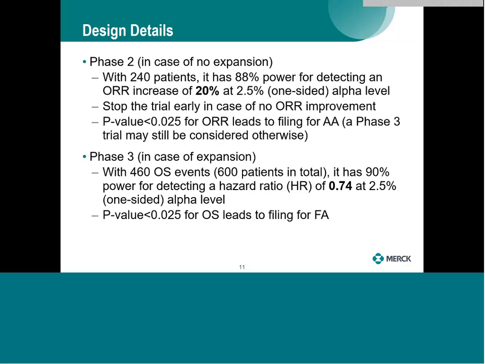In case of expansion, an additional 360 patients will be enrolled, so that together this trial will be 600 strong, and we will target 460 OS events. With this number of events, it has 90% power for detecting a hazard ratio of 0.74 at the usual 2.5% level. And again, a p-value less than 0.025 will lead to the filing for full approval.